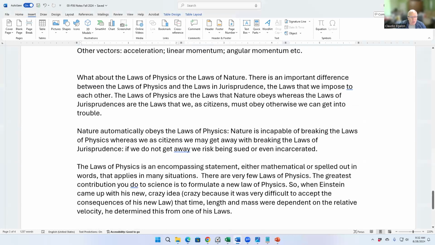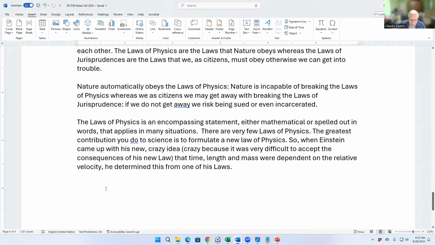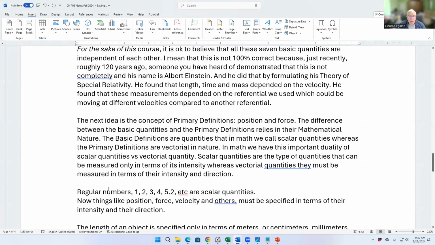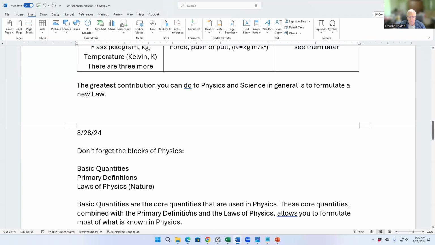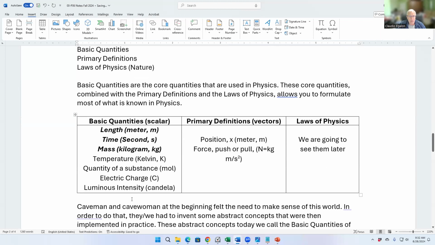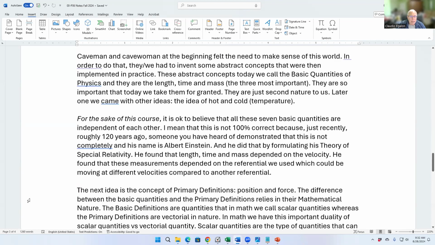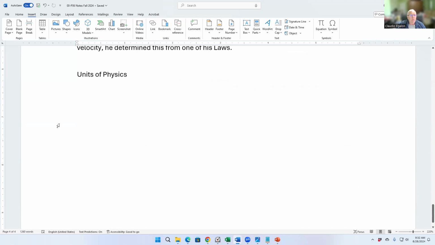Okay, so now let's talk about units of physics. Keep in mind what I mentioned about the core principles of physics, the building blocks of physics. That is not in any book. You're going to find it only here, in this formulation that you are seeing. Now, when it comes to units of physics, every book has a discussion on that.